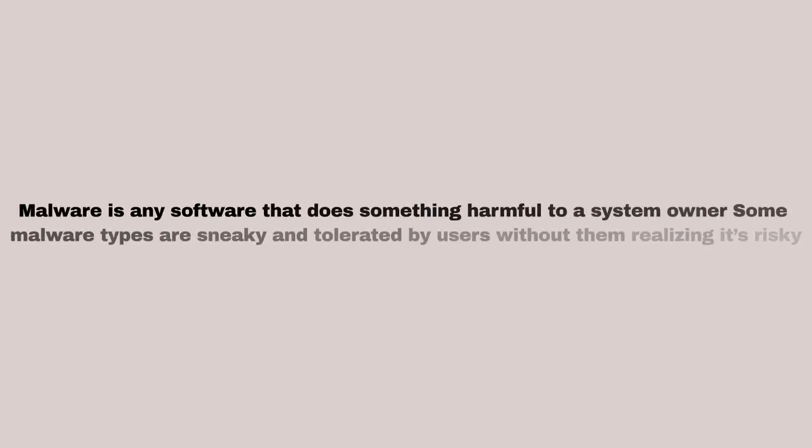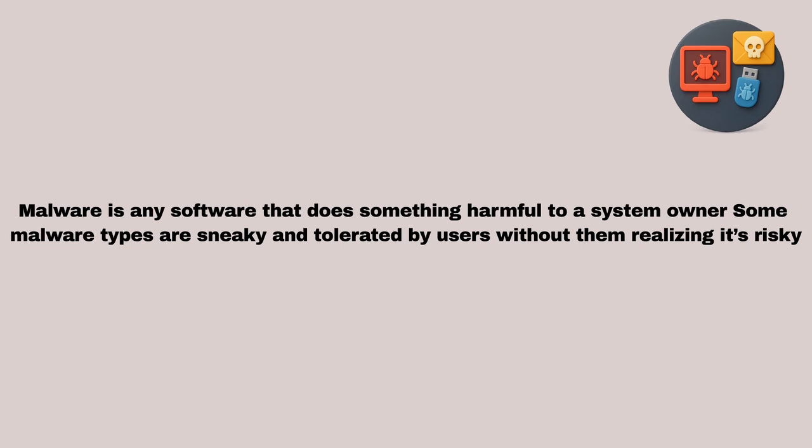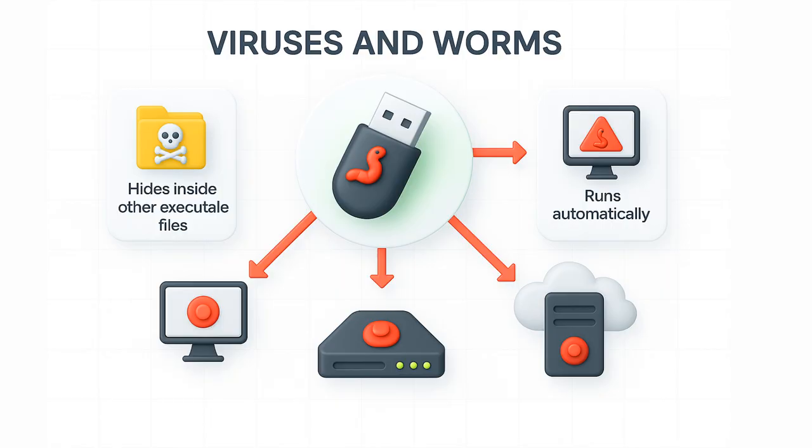Malware is any software that does something harmful to a system owner. Some malware types are sneaky and tolerated by users without them realizing it's risky. We could classify malware by attack vectors, how they spread. You have viruses and worms. These spread without user consent by hiding inside other executable files. For example, an infected USB drive is plugged into a computer, and the autorun feature executes a hidden worm that spreads across the network without the user realizing it.